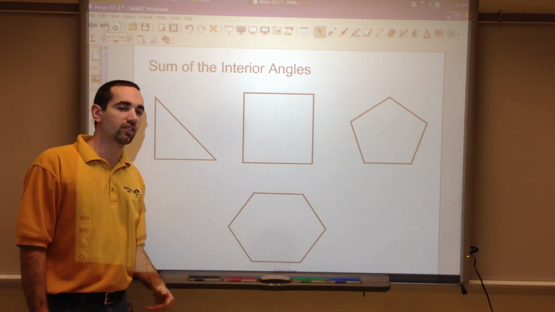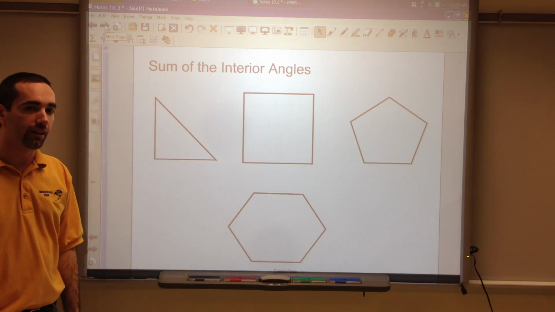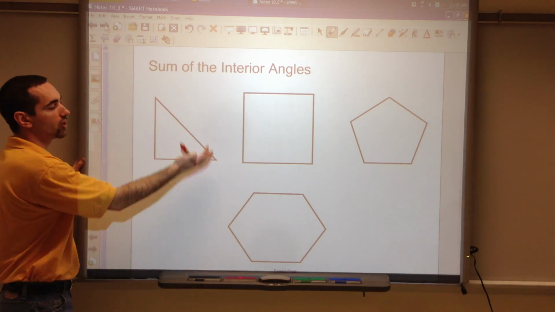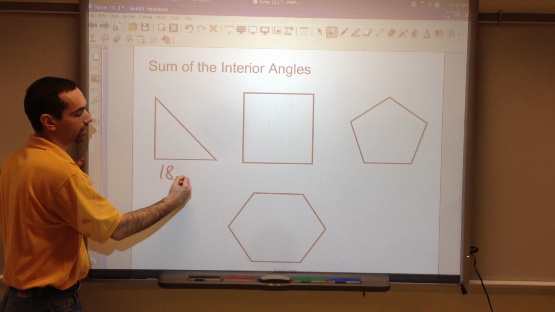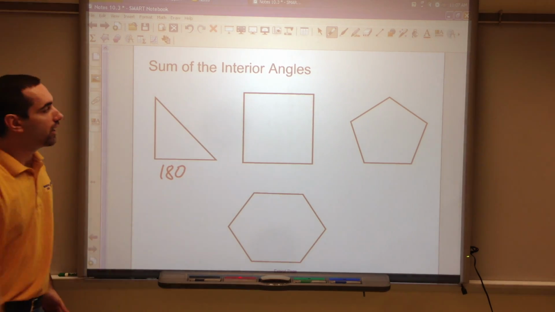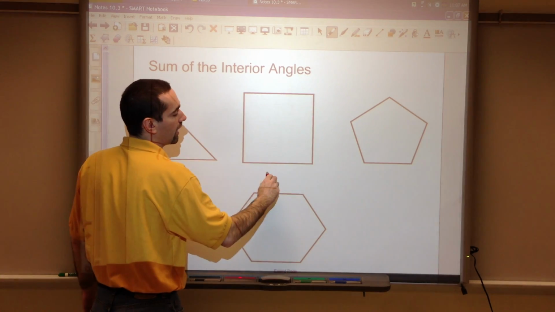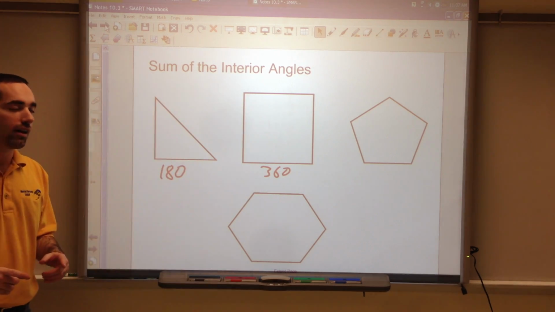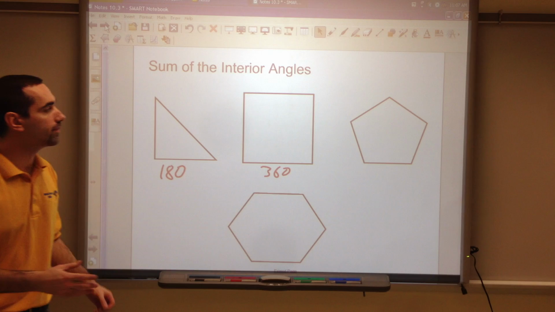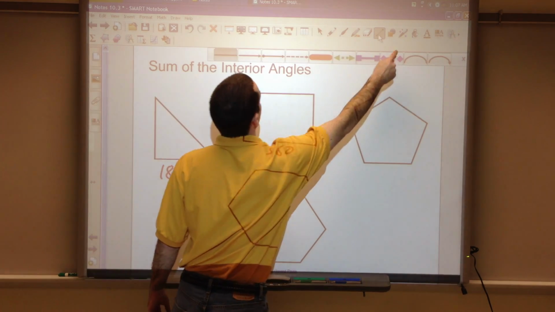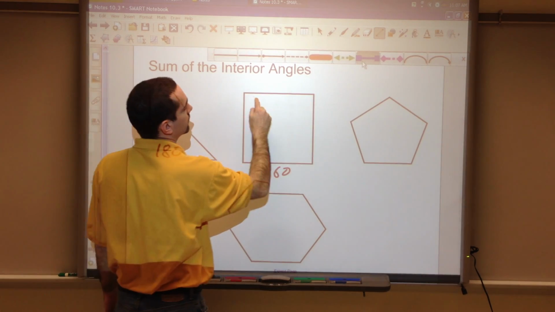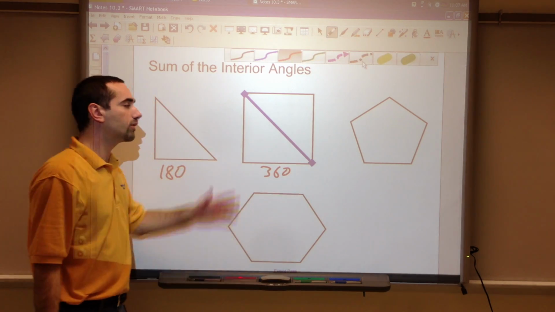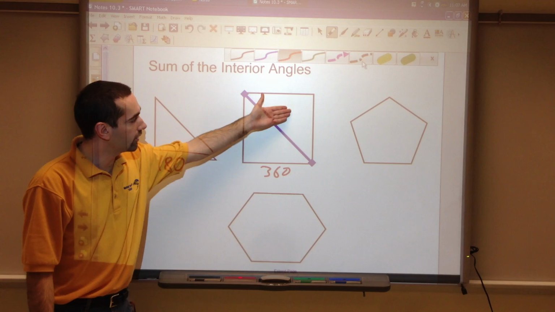So let's talk about the sum of the interior angles. Now, we all know the sum of the interior angles on a triangle is 180. And we also should know on a quadrilateral it's 360. Well, let me show you an idea of where the 360 comes from. I'm going to draw a line. Now, with that line, I have two triangles, here and here.